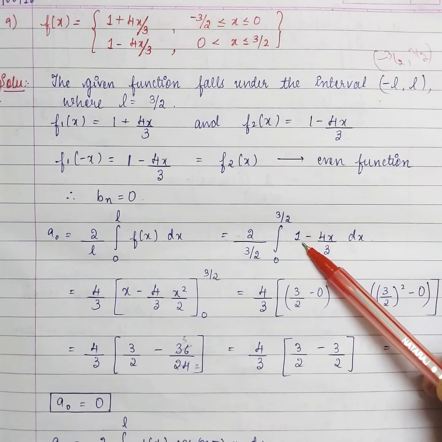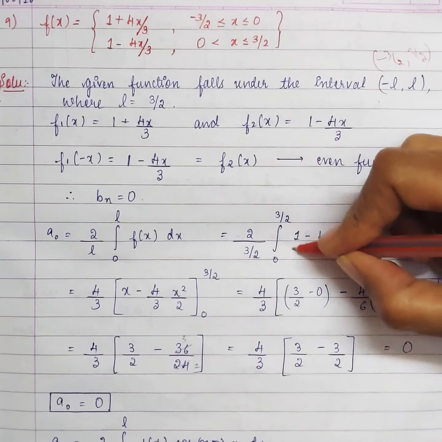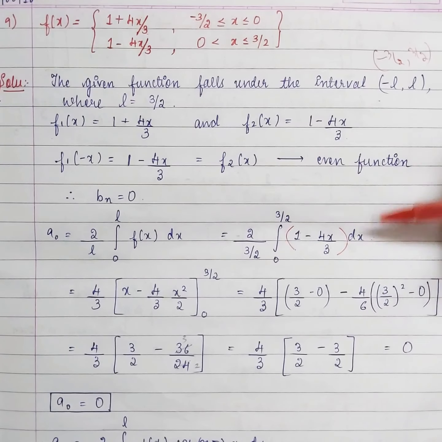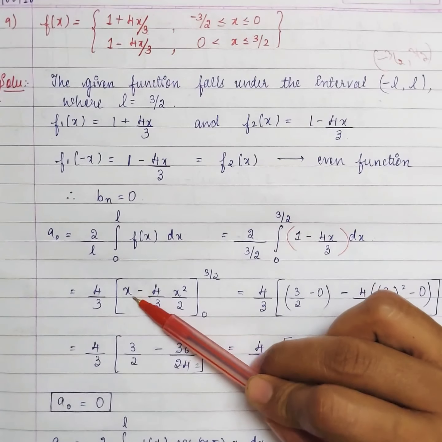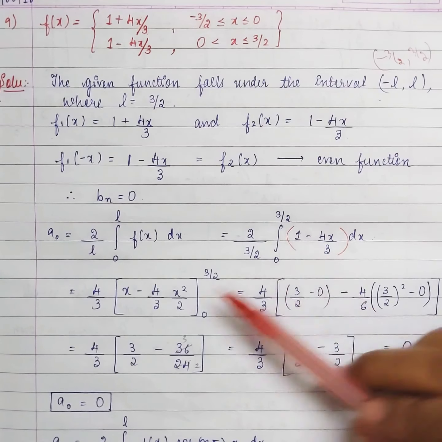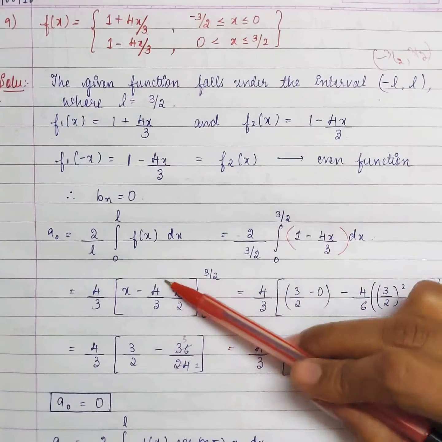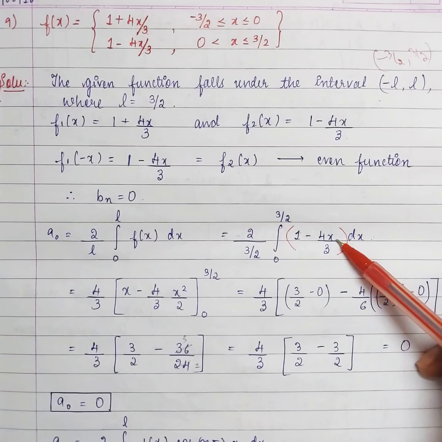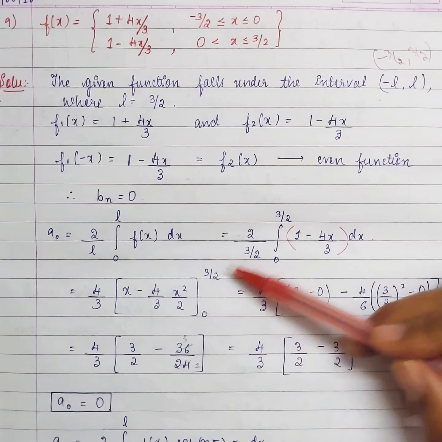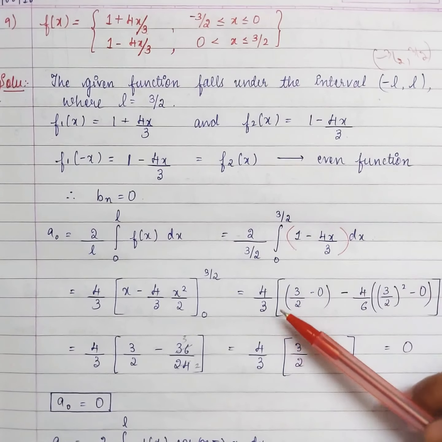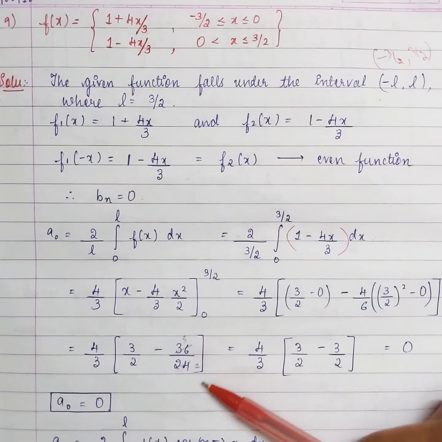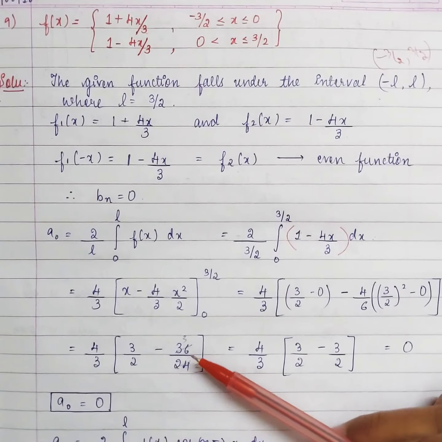Integration of 1 is x. Please don't write it as 0. It is nothing but integral 1 dx, so integral of dx is x. Differentiation of 1 is 0, but integration of dx is x. Minus 4 by 3 into x, integration is x square by 2. What is the limit? 0 to 3 by 2. So 4 by 3 is here, and we are just going to apply upper limit minus lower limit.